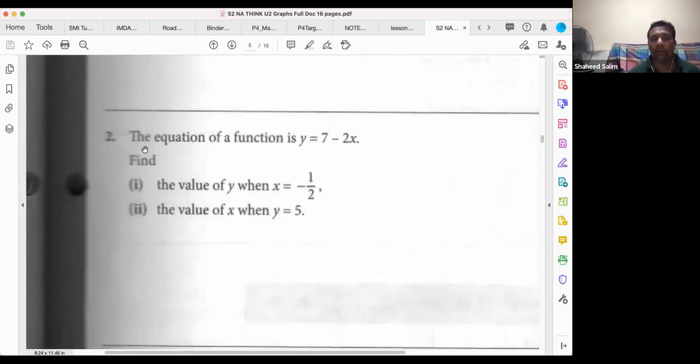Next one. Can you find what's the value of y when x is half? What's the value of x when y is 5? Then we go deeper in a moment. Can you try?